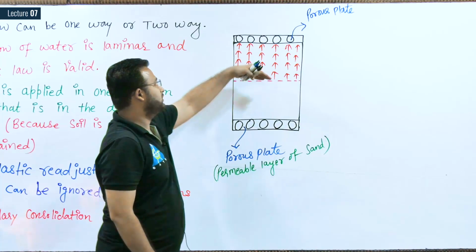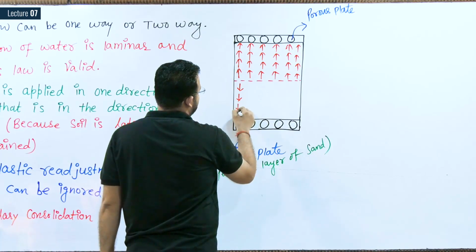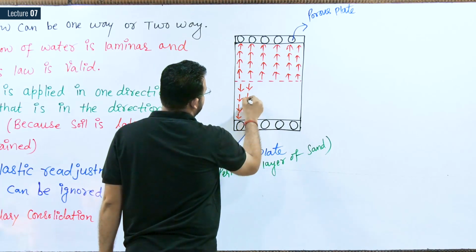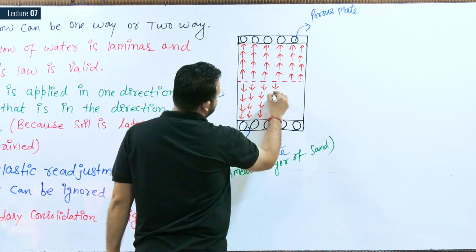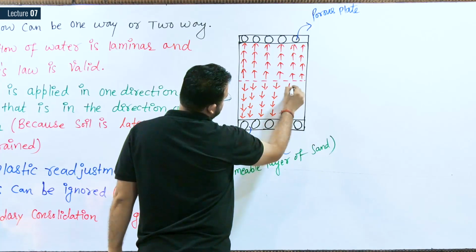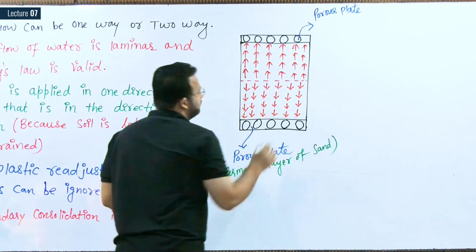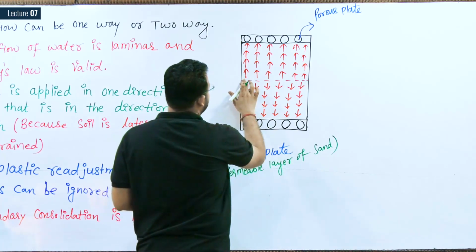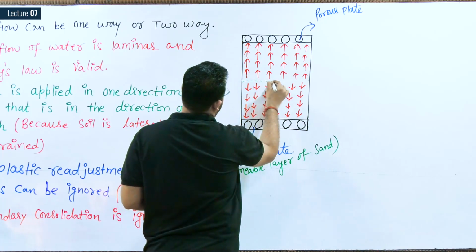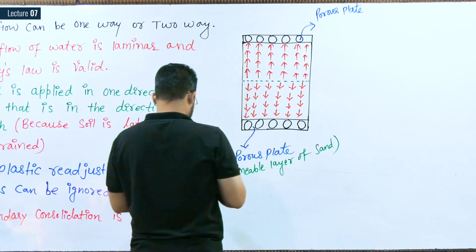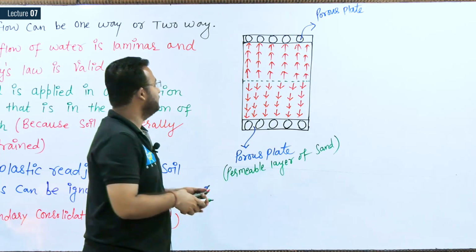Something like this, the half portion of water is draining out in upward direction and the remaining half portion of water is draining out in downward direction. You can observe. So one thing we should notice, the water is flowing in one direction only. One direction means vertical. It can be flowing vertically upward or vertically downward, but the direction is one only, that is vertical.